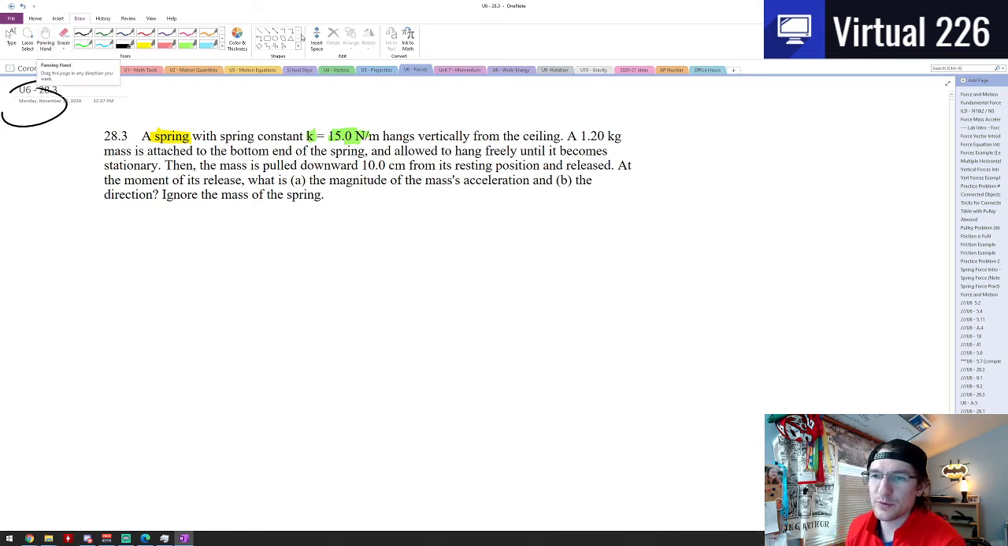At the moment of its release, so instantaneously, what is the magnitude of the mass's acceleration? And then what's the direction of that? We're going to ignore the mass of the spring here, thank goodness. Okay, so let's just draw a picture.